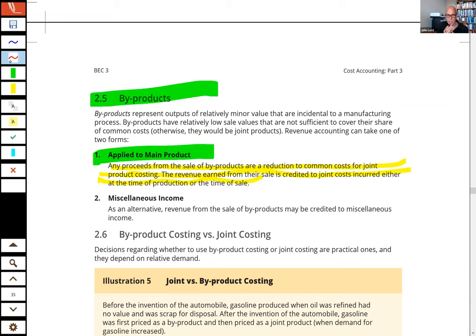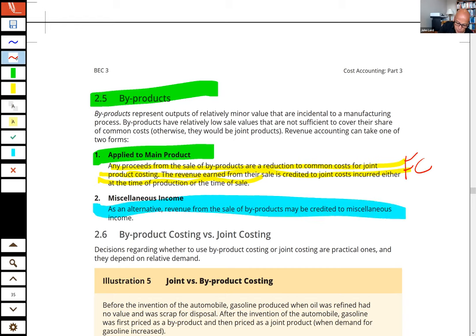So we'll take that 30,000, and if we had a sale of a byproduct of 10,000, then we're going to only allocate 20,000 of those costs between those two products, or we could simply treat it as miscellaneous income, just treat it on the income statement as a gross amount of miscellaneous income. Flashcard those two treatments.